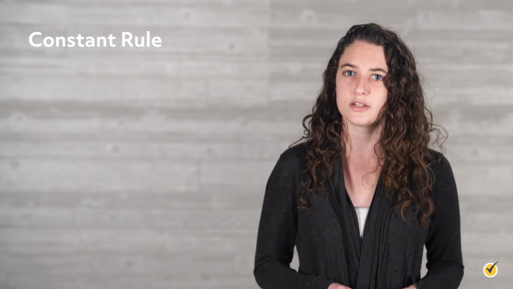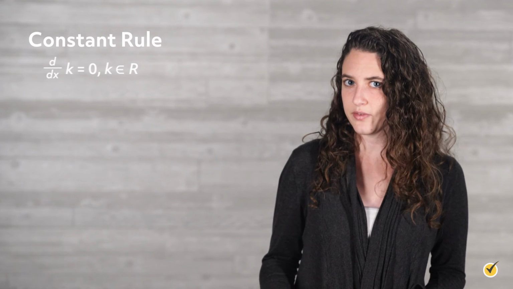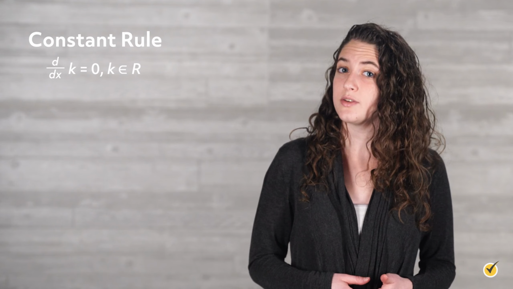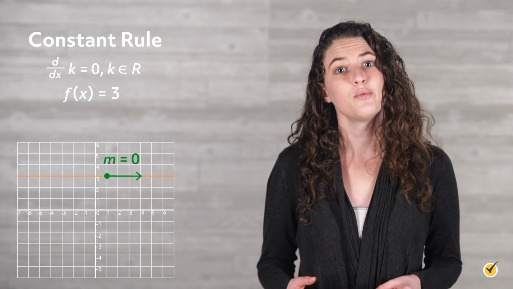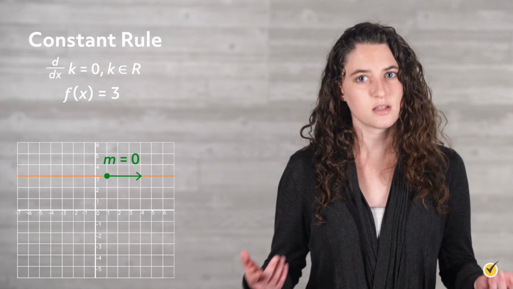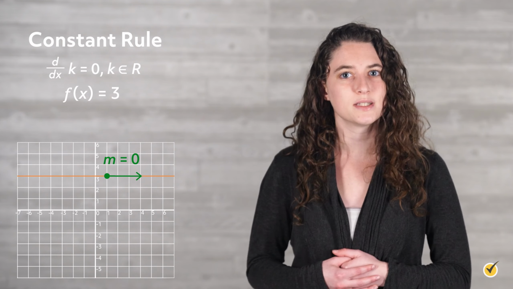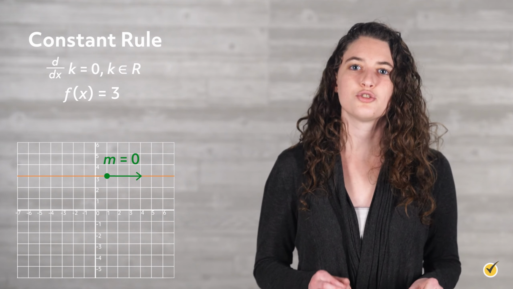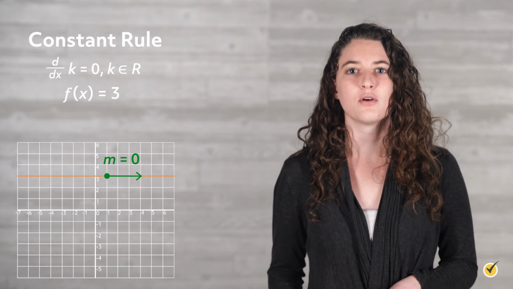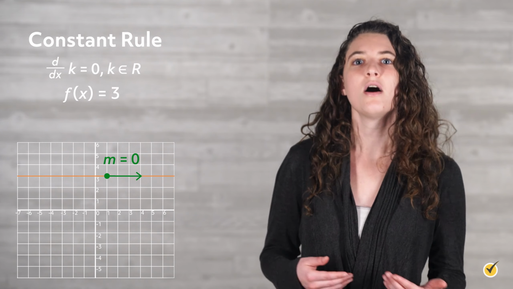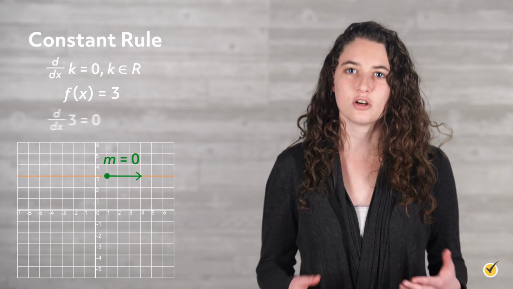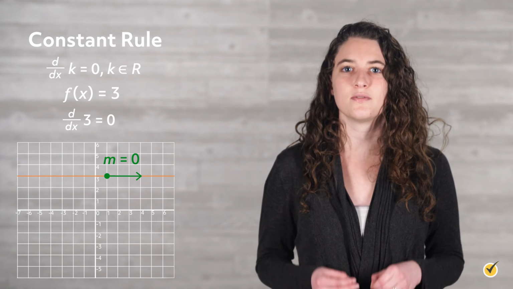The first derivative property we are going to cover is called the constant rule, which states that the derivative of any constant is 0. This makes sense because if we graph a constant function, such as f of x equals 3, we get a horizontal line. Because the line is horizontal, the slope at all points is 0. This is true no matter what point we pick, whether large or small, positive or negative. As long as we're just talking about a constant, the derivative is 0.